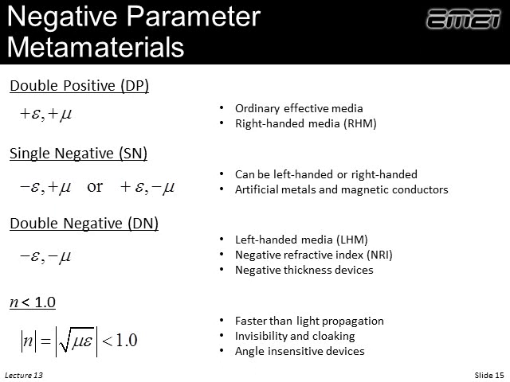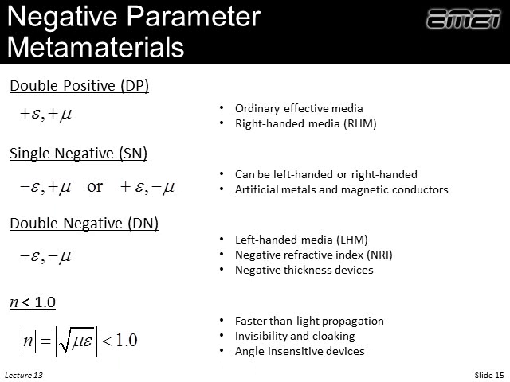So we would call a double negative metamaterial a left-handed media, and we'll discuss why that is in a little bit. It has a negative refractive index, which of course has consequences. And another neat thing, that means it has a negative thickness. So we would define the electrical length of something as refractive index times the actual physical length. If refractive index is negative, then suddenly these devices have negative electrical thickness.